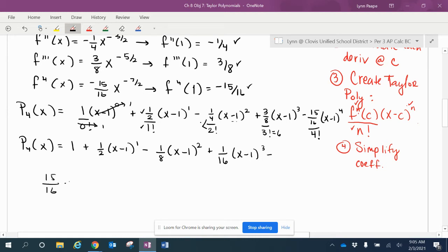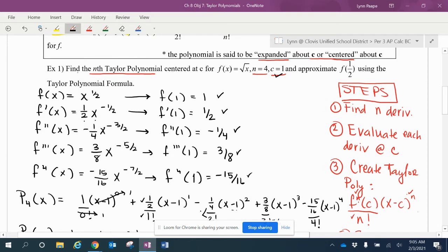So 15/16 times 1 over 4 times 3 times 2. So let me do some dividing. That goes 5, so 5 over 80 and 48, 128. There we go. So I'm going to grab a calculator in a moment. Okay, so what I'm saying now is this is my Taylor polynomial. That is the first thing they asked us to find. And so done, right? There is our nth Taylor polynomial.